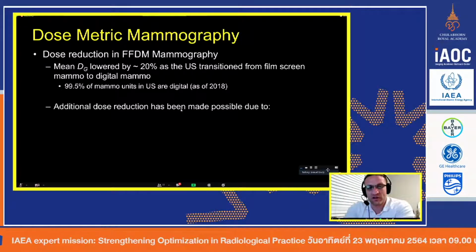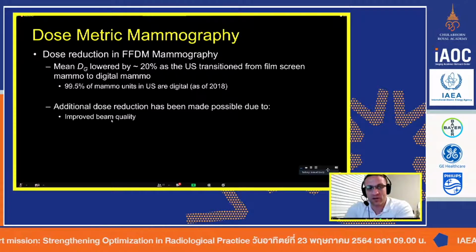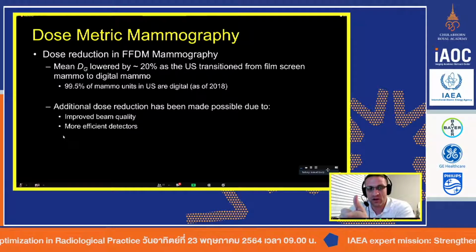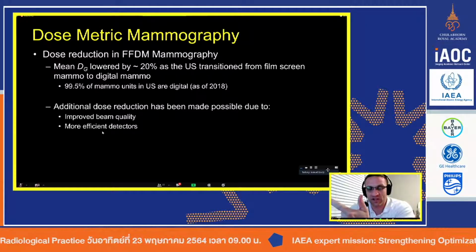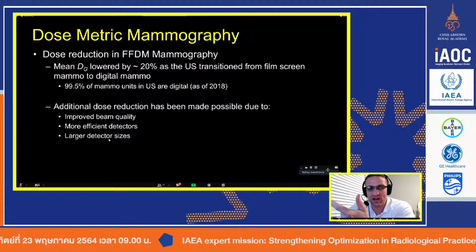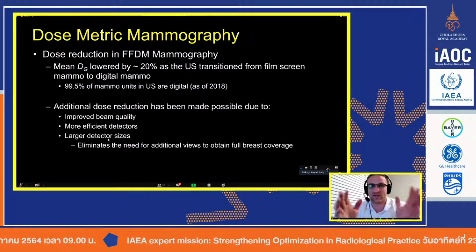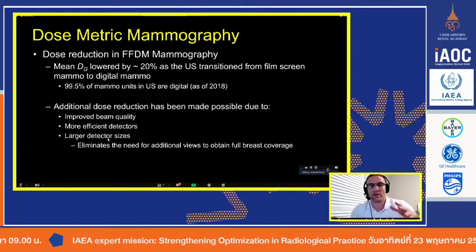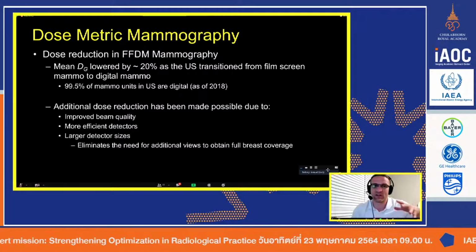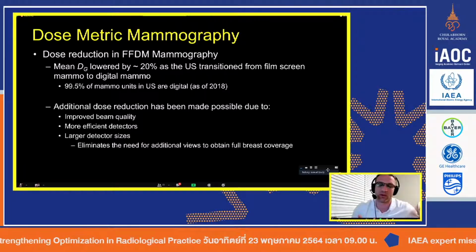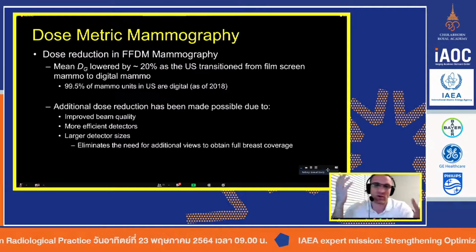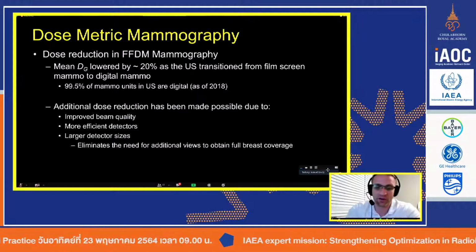Additional dose reductions are made possible by improving your beam quality. So using a tungsten target, more efficient detectors using an indirect system, and larger detector sizes. And that is simply because if you have a relatively small field of view and you have a large breast, you're going to have to make 2 images, where you're basically imaging the breast twice just to get the whole amount of tissue in the image. The larger the field of view, obviously you'll be able to acquire everything in one image.